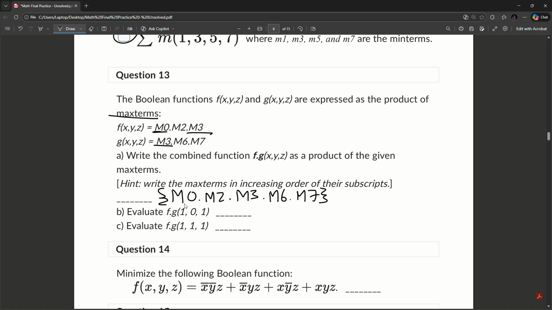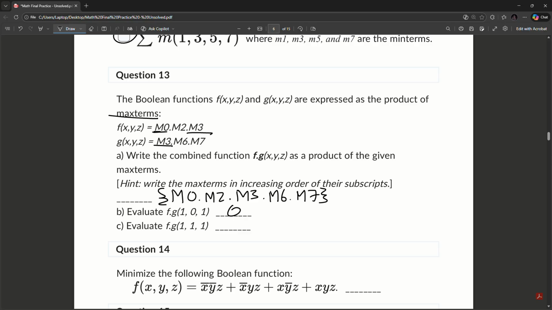Now, evaluate FG101. 101 is basically 4 plus 1, 5. That is false. It is not there, right? There's only 0, 2, 3, 6, 7. So this is 0, right? I don't know why it won't let us say false, but it is 0.